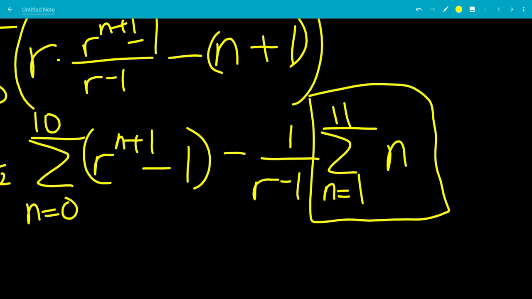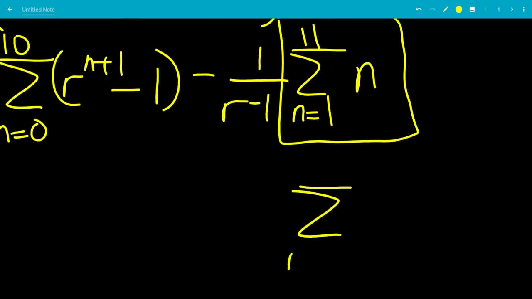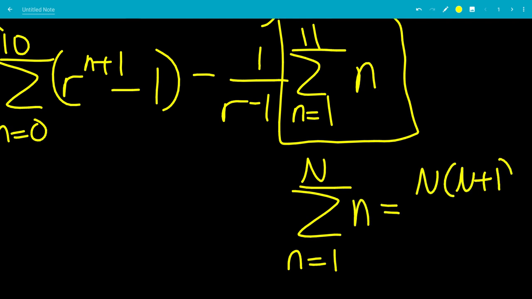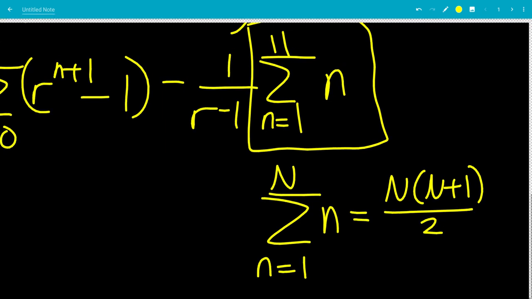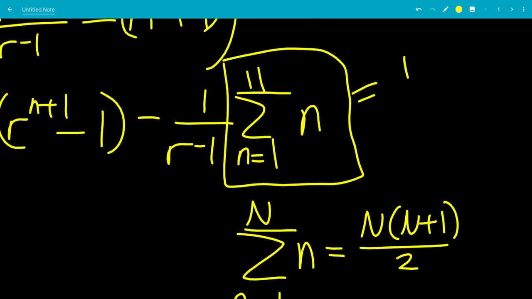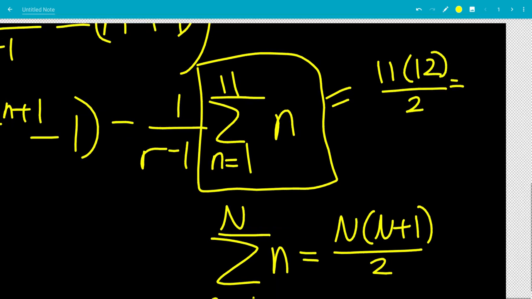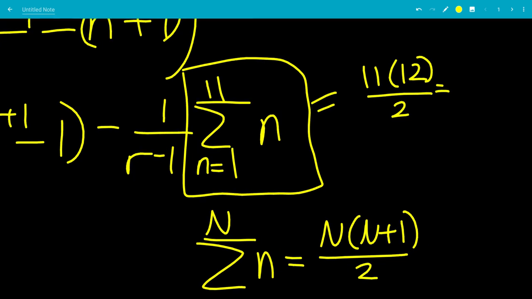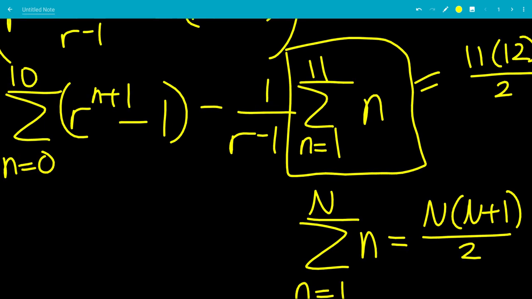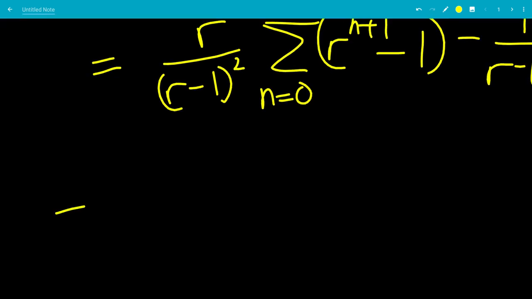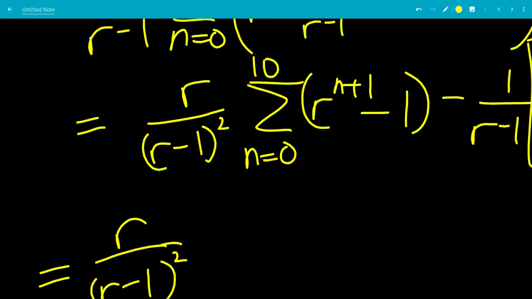Okay. And what is this? We know that the sum from n equals 1 to capital N of just n will be capital N times capital N plus 1 all over 2, which is an identity. So this will be equal to 11 times 12 divided by 2. 12 divided by 2, we can simplify first to be 6, and 6 times 11 is 66. Okay, so we're going to have r over r minus 1 quantity squared.